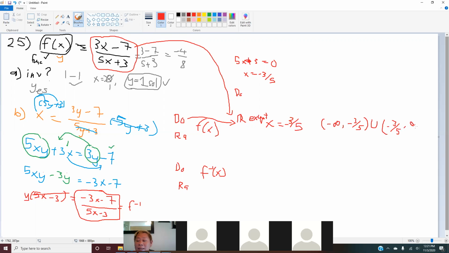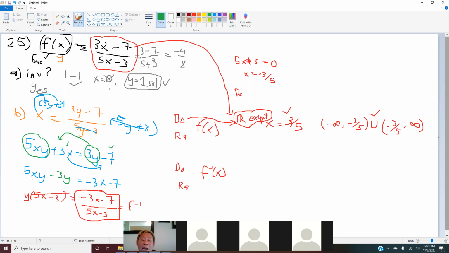Yep. So in the test, I take either one of these, either this one or this one. I don't care. But if you want to write this, make sure you have the words all real numbers except x equals something. Otherwise, you won't get full points. And this is how you write it in interval notation.